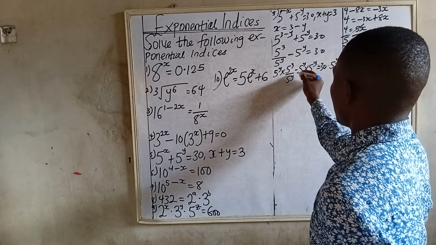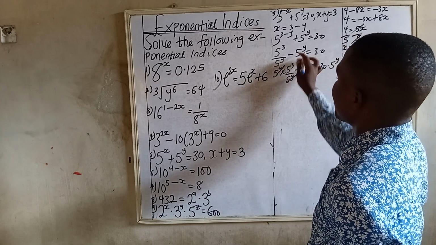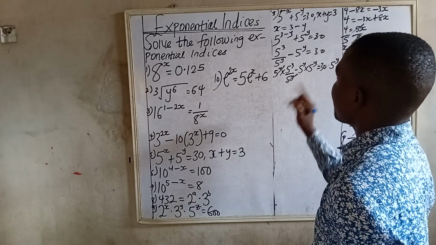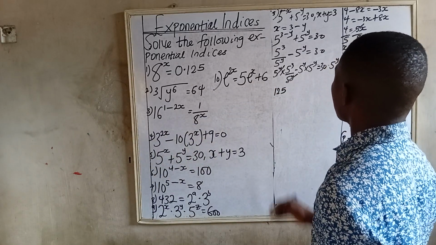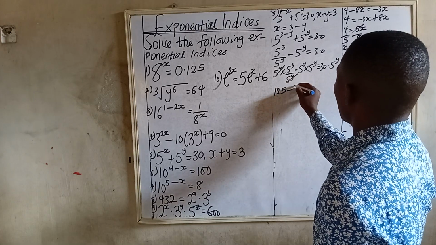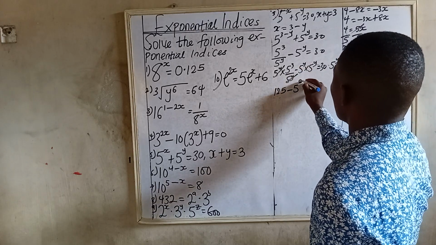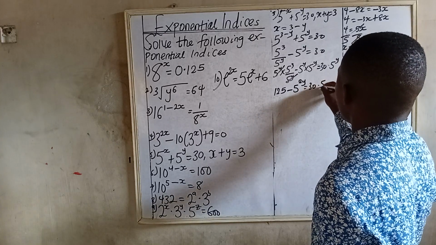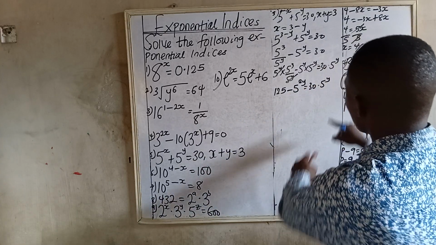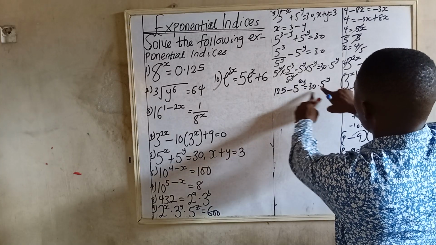So this one cancels this one. Now 5 in 3 places is what? 5 times 5, 25 times 5, we have what? 125. We are not mistaken. Minus, these are the same thing, pick only one, then you add the power, that's 2y. Is equals to, we have 30 times what? That is the power y.